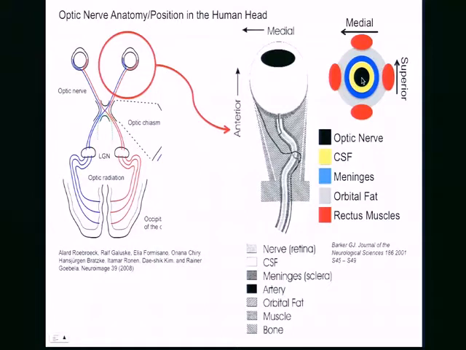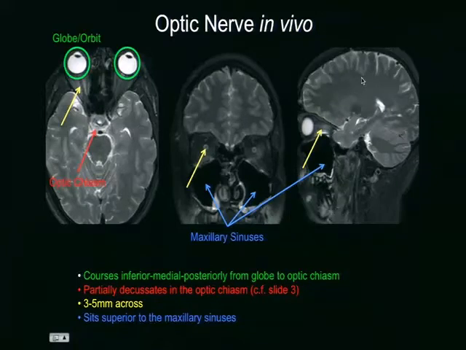Now, this guy is 3 millimeters or so. In some folks who have optic neuritis where it's swollen, it can be up to 5 millimeters or so. But in principle, it's 3 millimeters, and that's our target. Furthermore, the optic nerve is tethered to the back of the eyeball, so any movement of the eye is going to move the optic nerve. So it's a bit complicated there.